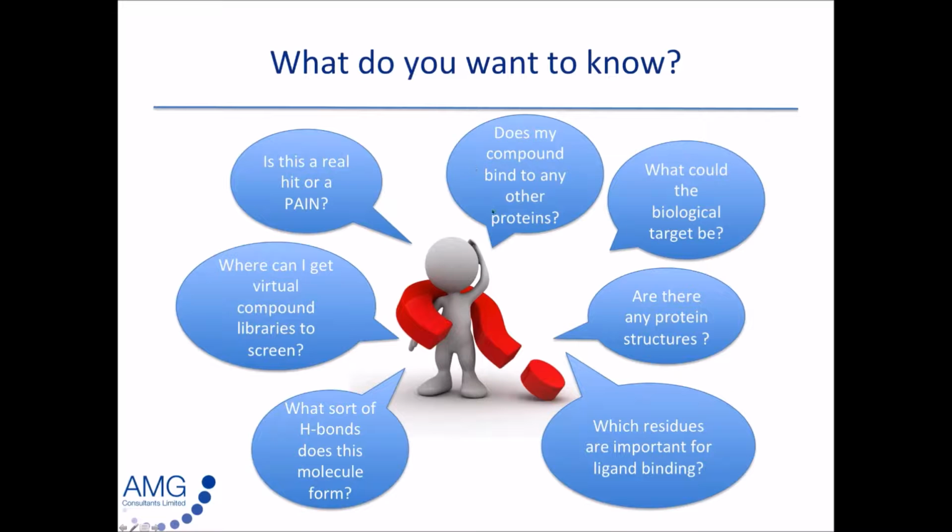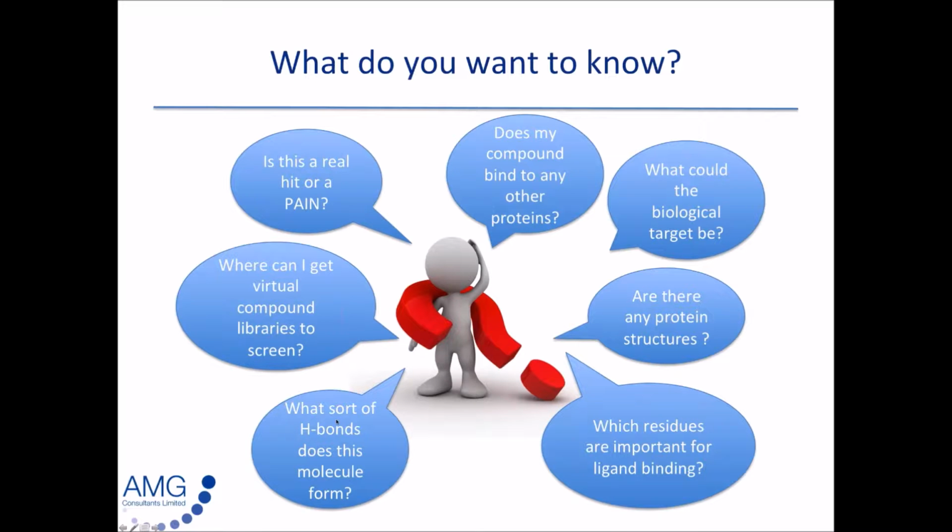There are databases that give information about selectivity, whether your compound binds to other proteins, whether it's known in the literature, whether the molecule that you've identified is a real hit or is one of these compounds which interferes with binding assays, known as PAINS. You might want to be able to assemble a virtual screening data set, perhaps one that is targeted towards your particular profile, the profile that you require.